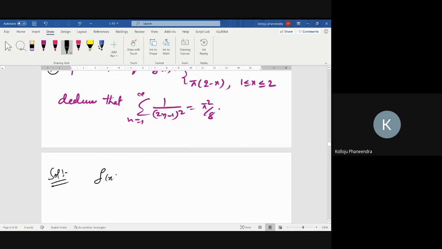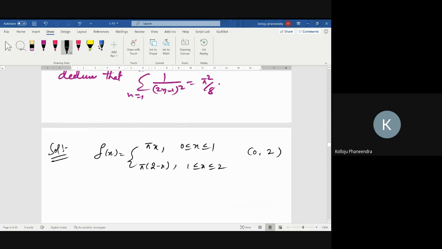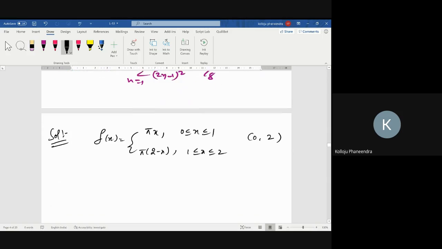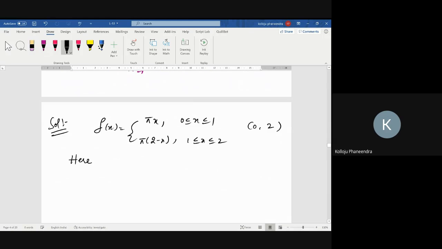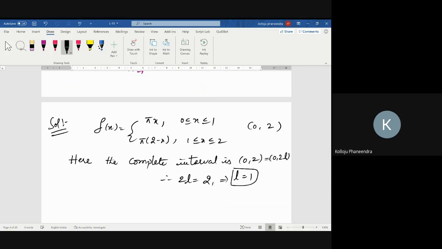The function is given as f of x equal to pi x in the 0 to 1 interval and pi into 2 minus x in the 1 to 2 interval. So the interval becomes completely 0 to 2. Is that clear? So what is the L value here? In this arbitrary interval, the most important point is identifying the value of L. Compare the complete interval 0 to 2 with 0 to 2L. Always remember 0 to 2L. Therefore 2L equal to 2, that implies L value is 1. This is most important.